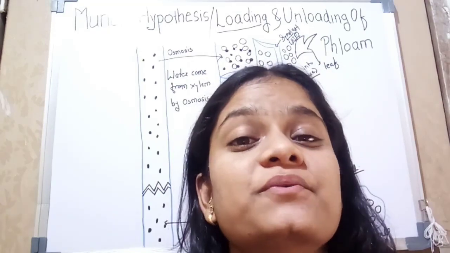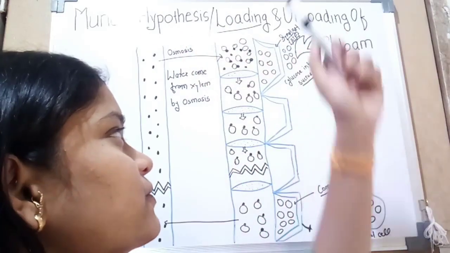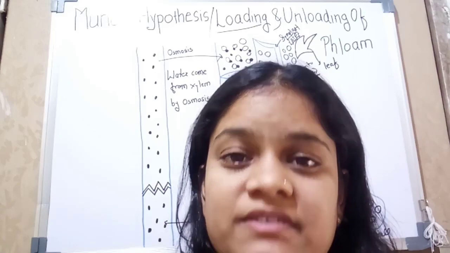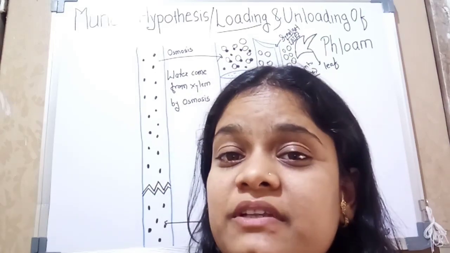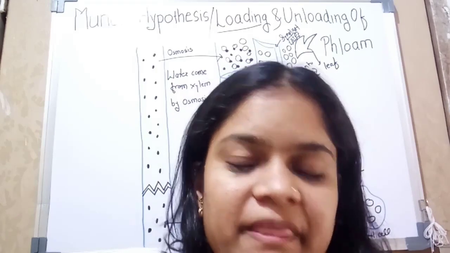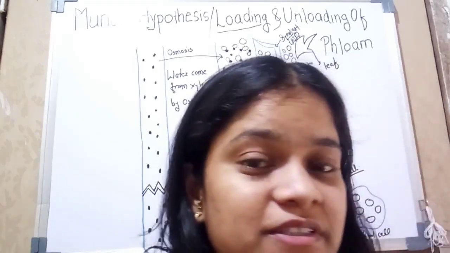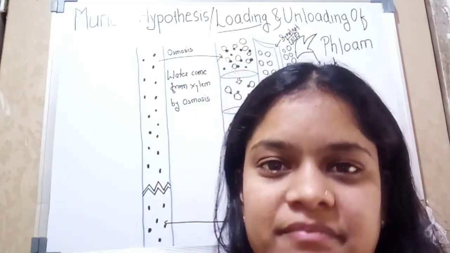So in this video we are going to discuss the Munch hypothesis, or loading and unloading of phloem. The German physiologist Ernst Munch discovered the loading and unloading of phloem in 1930. In this video we are going to discuss in detail how the mechanism actually takes place. So let's see. The phloem.